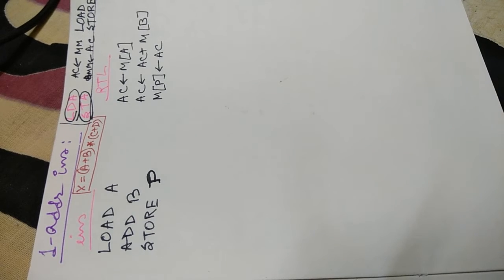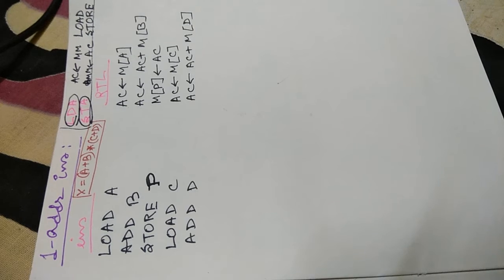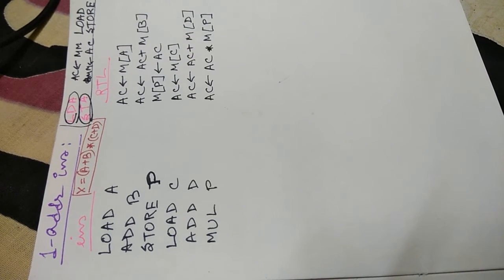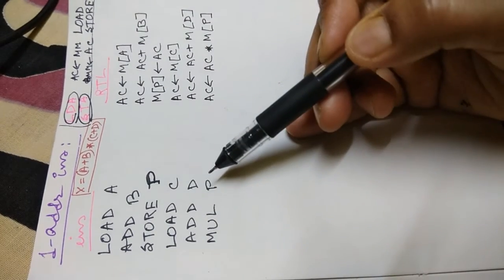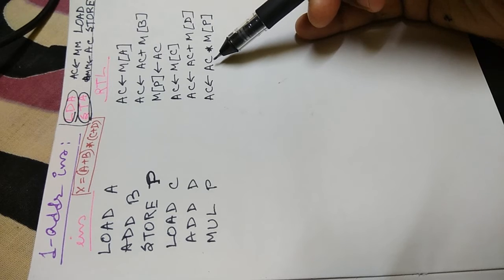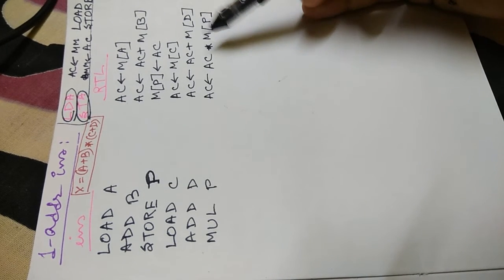Then add D. After that I'm writing multiply P. Right now accumulator contains what? C plus D. And A plus B is residing where? In P location. So I can multiply them. Clear? MULP, that means accumulator is containing C plus D, and it is containing A plus B. Both are multiplied and the result is stored in accumulator.